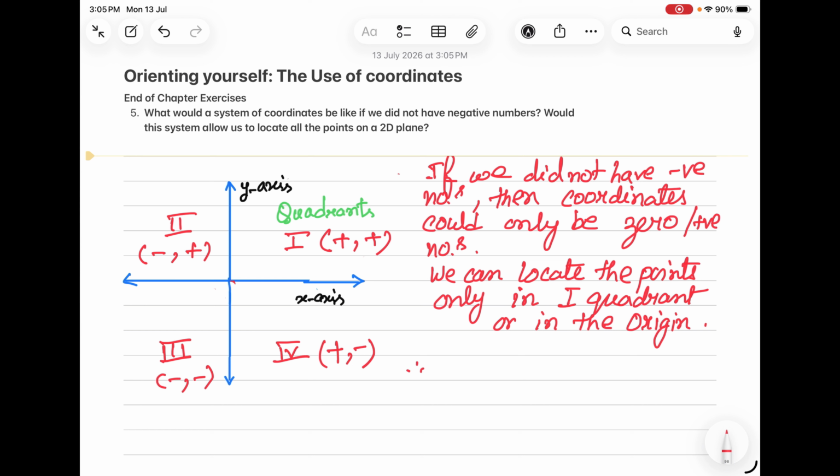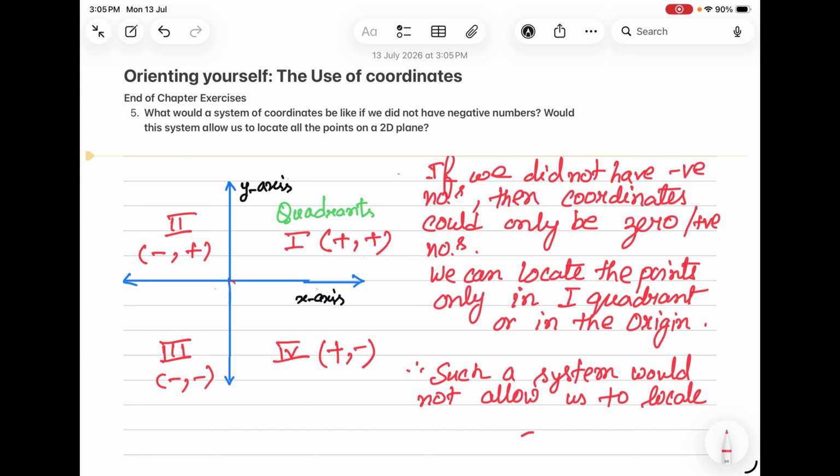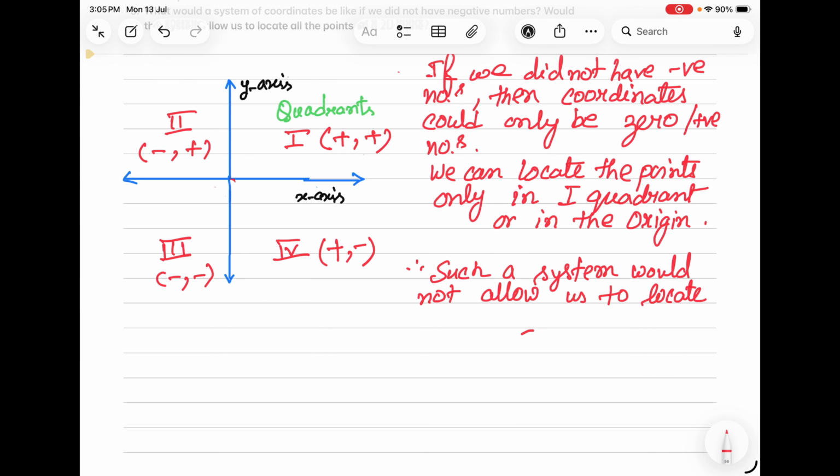Would this system allow us to locate all the points on a 2D plane? Such a system would not allow us to locate all the points on a 2D plane. That is the answer of question 5.